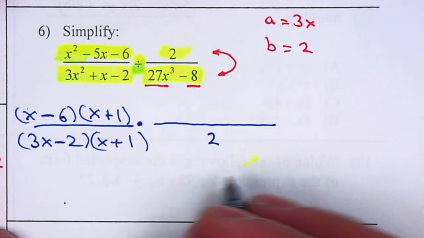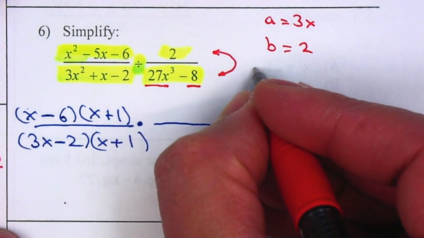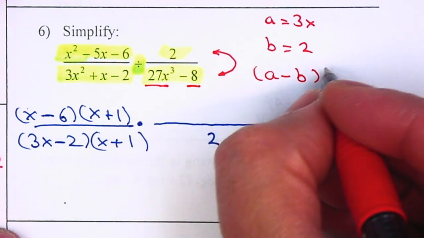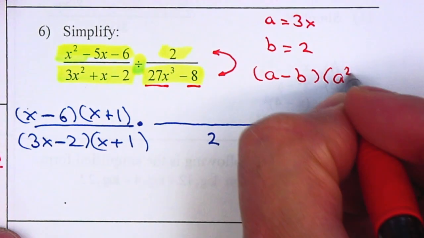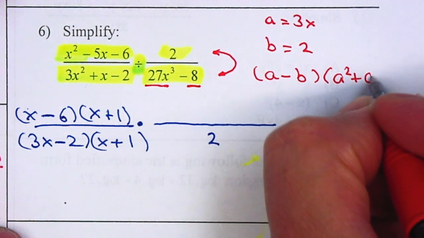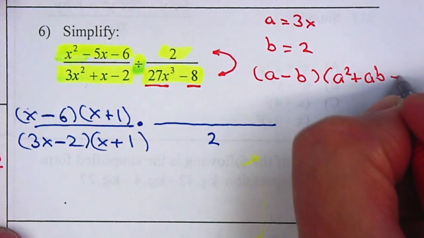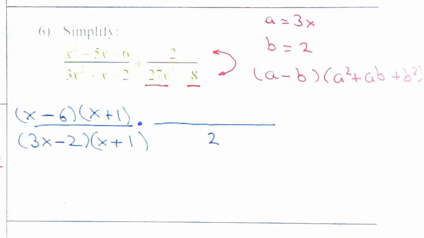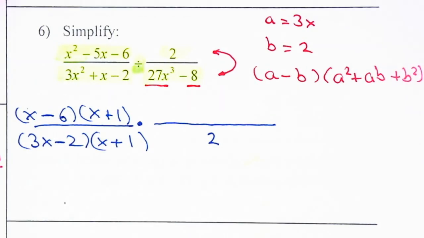And all of you guys have memorized your formula. That's a minus. Therefore, my formula will have a minus b. Next one will be a squared. That's a negative. The next one will be positive ab plus b squared. Now I can go and substitute into the formula.